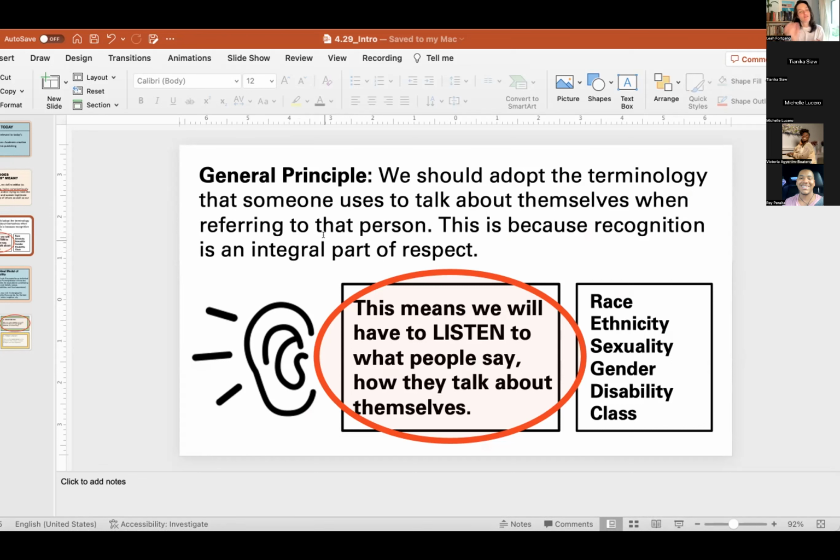This was something I very briefly talked about, some of you might remember, where one general takeaway from that entire discussion was that it's really important to adopt terminology that someone uses to talk about themselves when referring to that person or analyzing aspects of that person's experience, because that kind of recognition of the experience is an integral part of respecting someone. And to uphold that principle, we need to listen to what other people say, not just how they describe themselves, but also how they describe their own experiences.